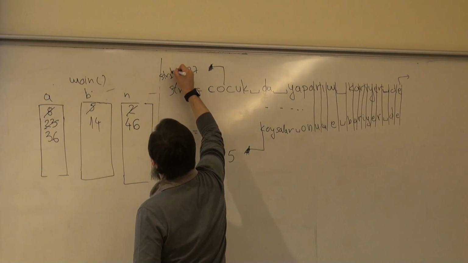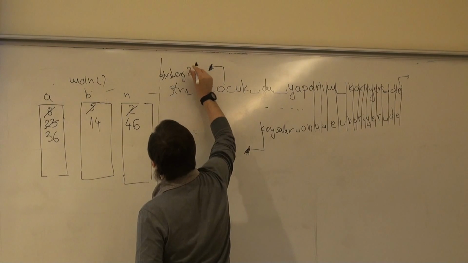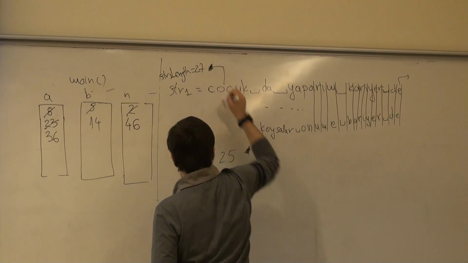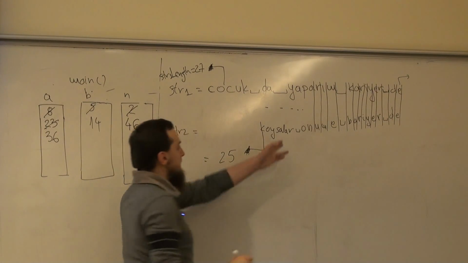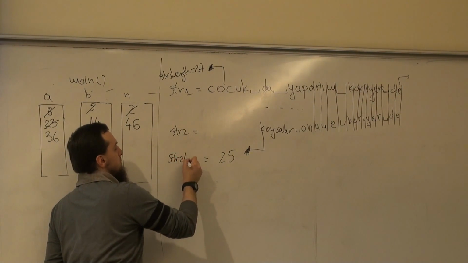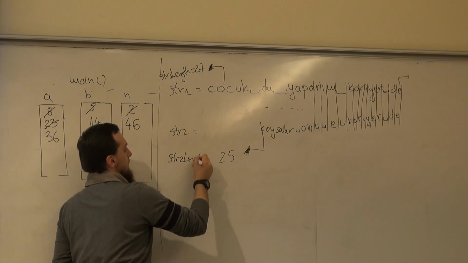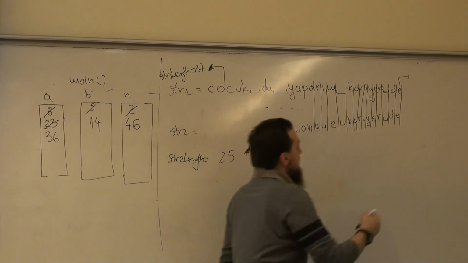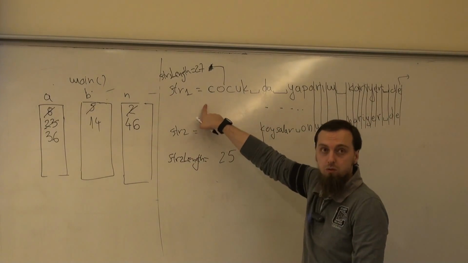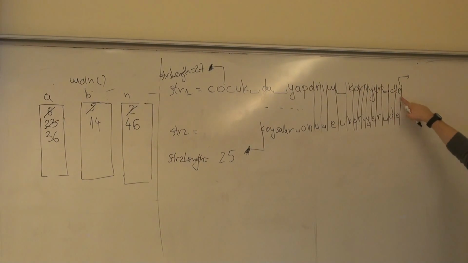27 is the str1 length. It's equal to 27. And 25 is the length of the second string, let's call it str2 length. It's 25. We know we have 27 characters and we start counting from 0. So this guy is 26.